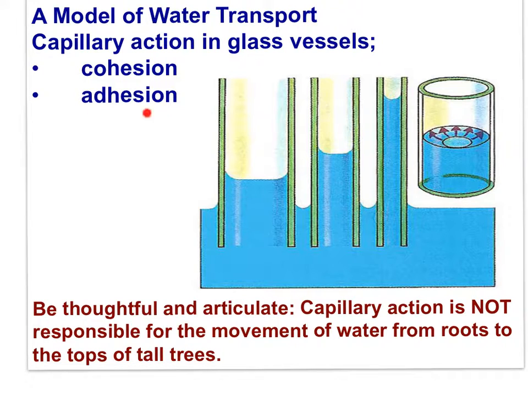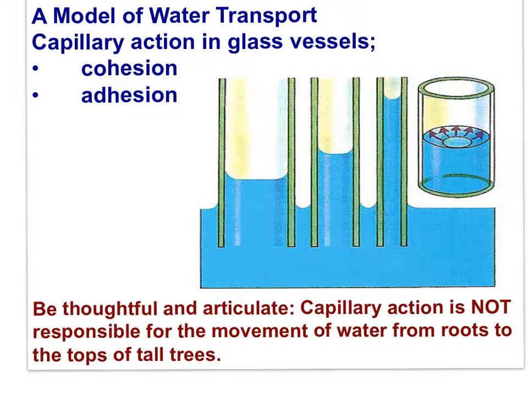Water displays adhesion in its attraction to the polar glass wall or the cellulose wall in xylem. Water displays cohesion in its attraction to itself. Cohesion and adhesion allow water to move up the vessel. The more narrow the vessel, the higher the water can climb because the mass of the water relative to the cohesive and adhesive forces is less.